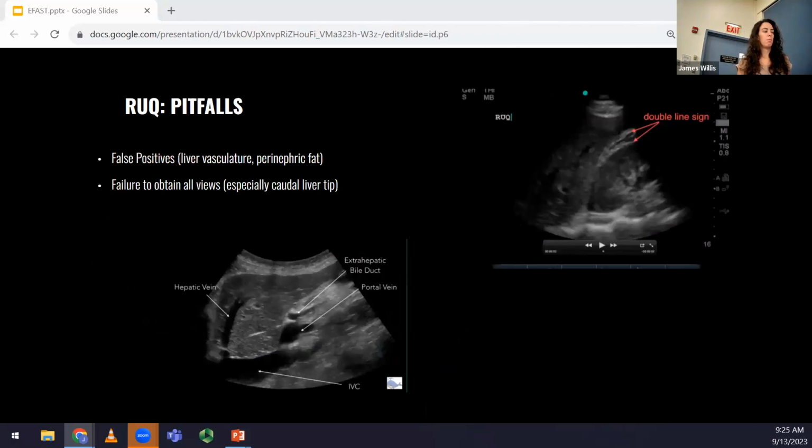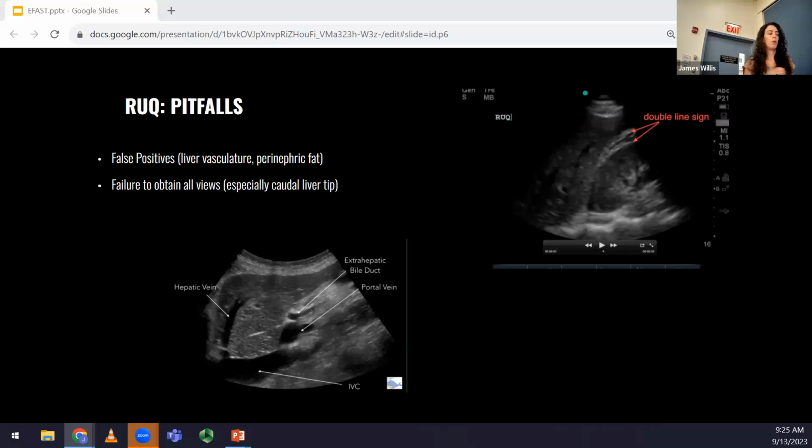Some pitfalls: why would we have false negatives, false positives on the right upper quadrant? For false positives, there's liver vasculature, the IVC, hepatic veins, the portal veins, bile ducts that can all potentially make you see fluid there. So you need to make sure if you're seeing that, you're tracing it through and seeing that it's not related to the vasculature. Also, you can have perinephric fat, which is the image in that top right.